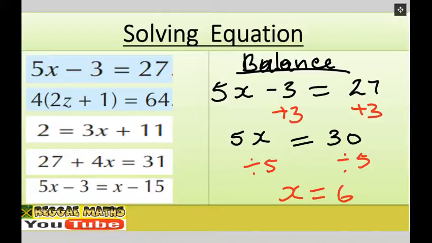So if we reinforce this again, step 1, we notice it's a minus 3, and I need to add 3 to both sides. I'm left with 5x equals 30. So 5 into 5x is x, 5 into 30 is 6.